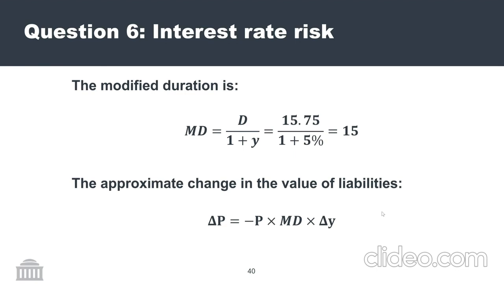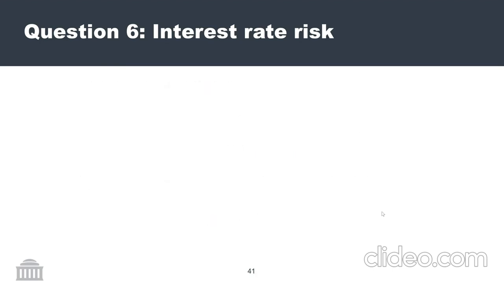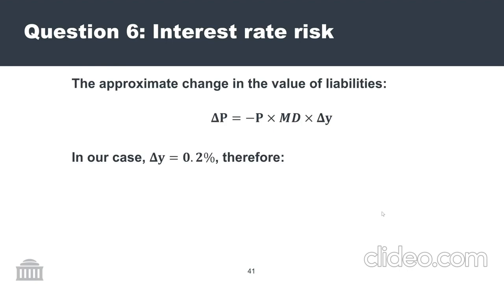And this goes with the negative sign because the price of the bond, or the value of the bond, and yields change in opposite directions. So if yields increase, the value of bonds will decrease. And so this is what will happen in our case. So now let's use the numbers that we have in this question. The assumption is that the yield curve shifts up by 0.2%. So therefore, the value of our holdings will change by this much.